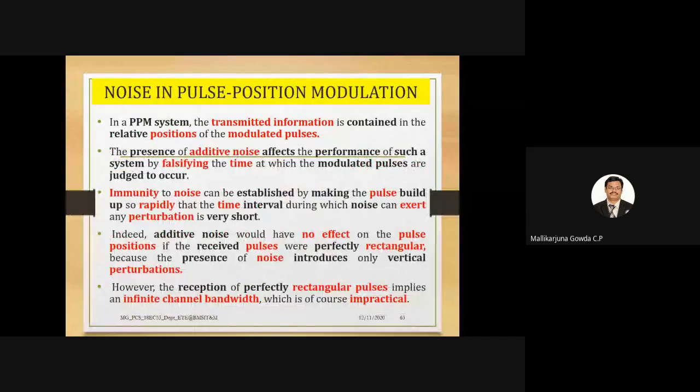Let us try to understand the noise in pulse position modulation. In a PPM system, the transmitted information is contained in the relative positions of the modulated pulses, which is why it is called pulse position modulation. In PWM, the information is contained in the width of the pulse. In pulse amplitude modulation, the information is contained in the amplitude of the pulse. I hope you are able to understand these three different pulse modulation techniques: PAM, PWM, and PPM.